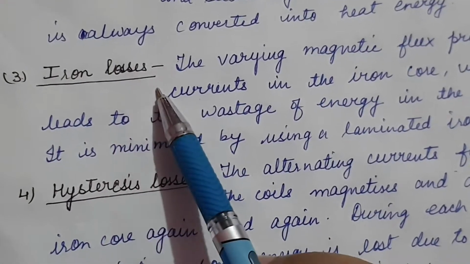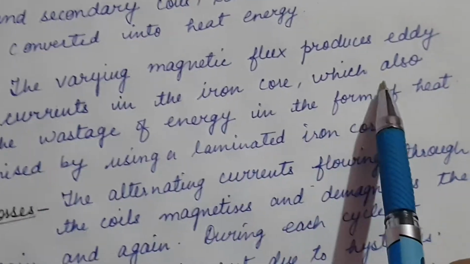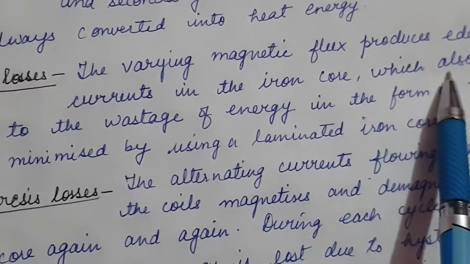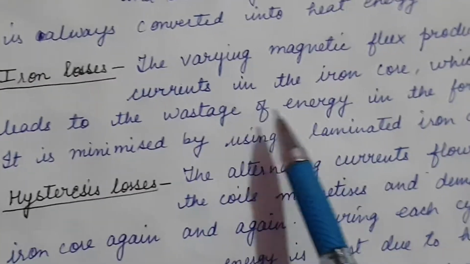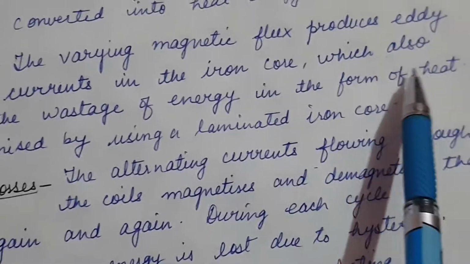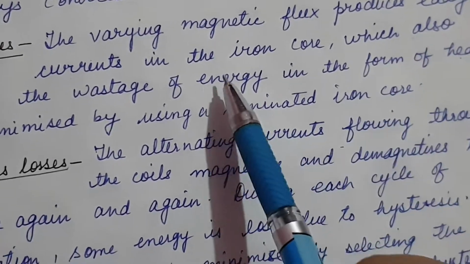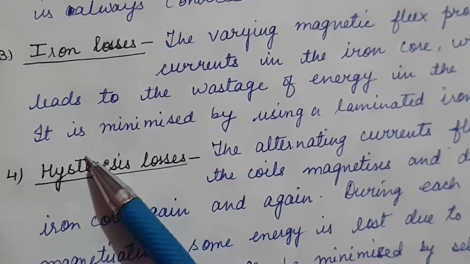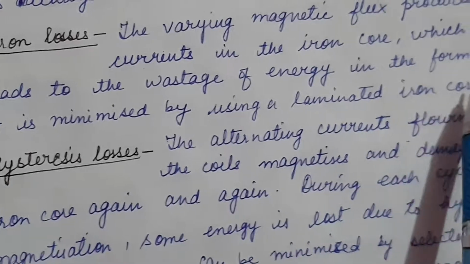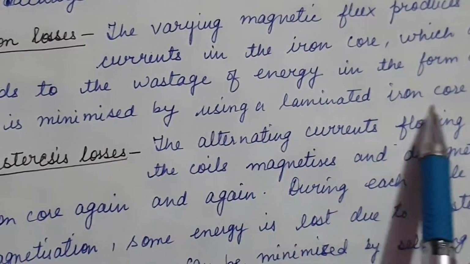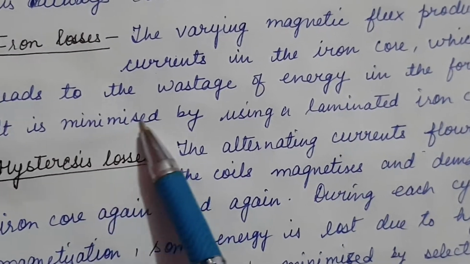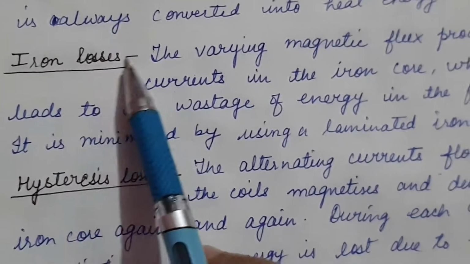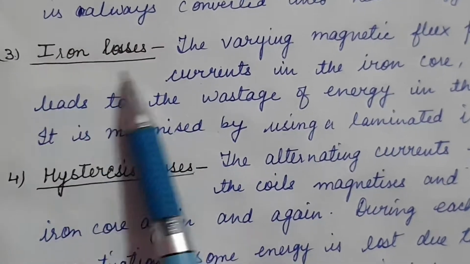Third one is iron losses. The varying magnetic flux produces eddy currents in the iron core, and due to that there will be some wastage of energy in the form of heat. This is due to the iron core or eddy currents, and it is minimized by using a laminated iron core. By using a laminated iron core, we have minimized it but not totally reduced it. So that's why we have a small amount of iron losses also.